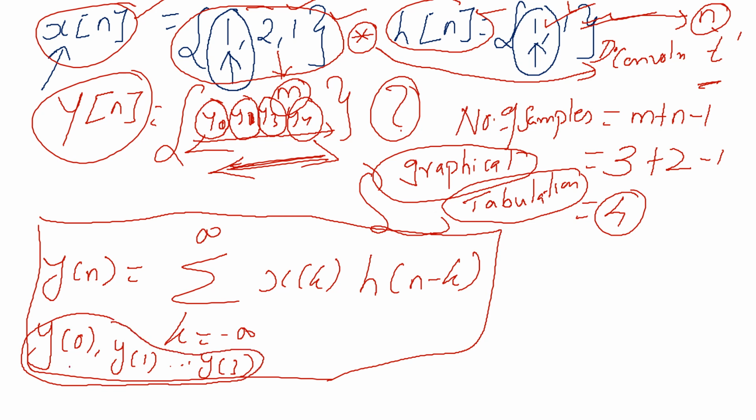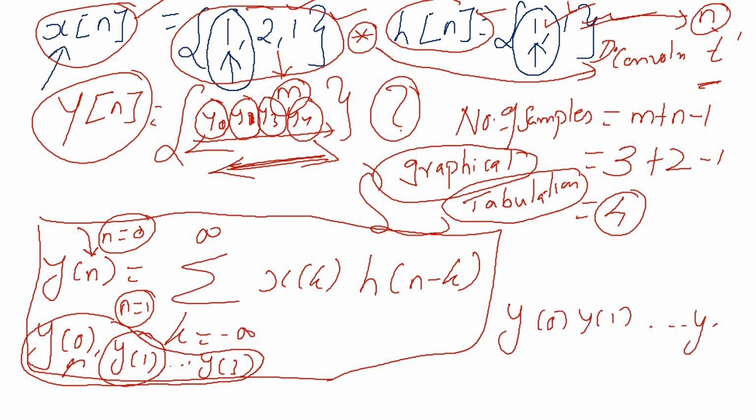അപ്പോൾ y of 0 കിട്ടണമെങ്കിൽ what you have to do? First substitute the value of n equal to 0. Second, അപ്പോൾ y of 1 നമുക്ക് കിട്ടണമെങ്കിൽ the value of n is equal to 1 അല്ലേ, and so on, so that we can easily find y0, y1, etc. till y3. Let us try to do that.